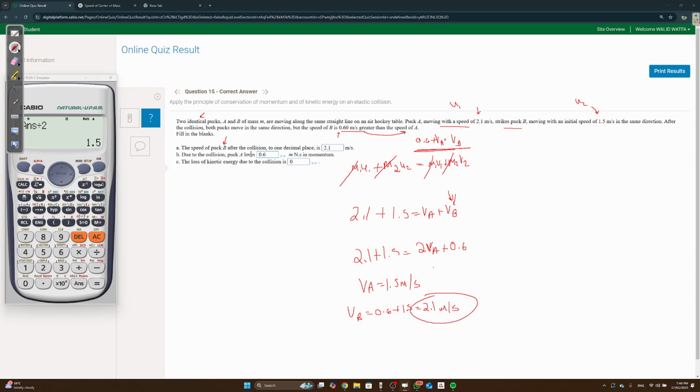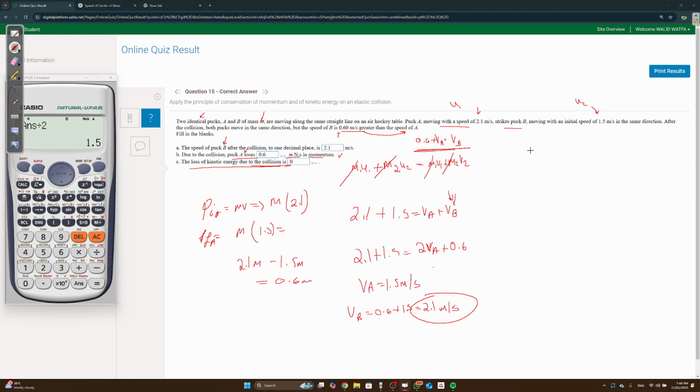Very easy. Due to the collision, puck A loses something in momentum. So basically, look at puck A, its initial momentum and its final momentum. Initially, for A, how much was the momentum? mv. The mass of A, let's just call it m, times the velocity of A initially, which was 2.1. And finally, for A again, it's the mass of A, which again is m, and the velocity of A after collision is 1.5. So initially the momentum was 2.1 m, after it was 1.5 m. So how much did it lose? It lost 0.6 m.